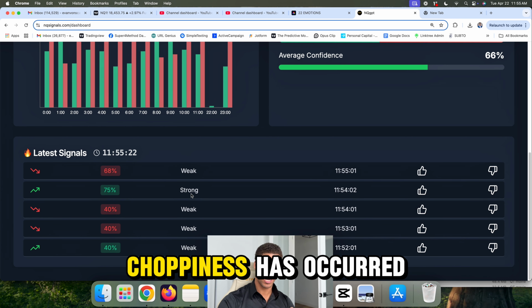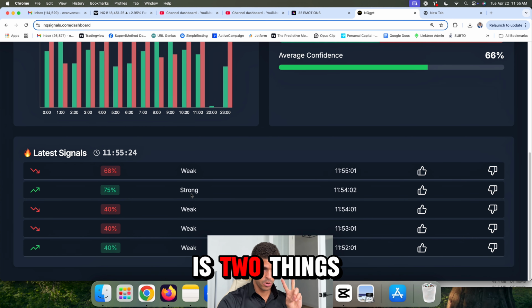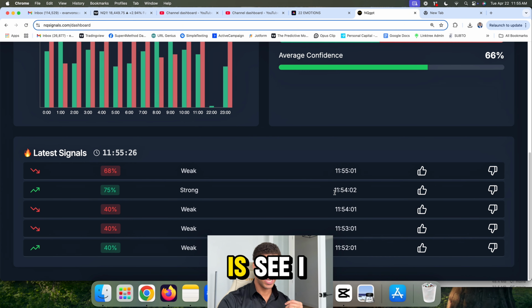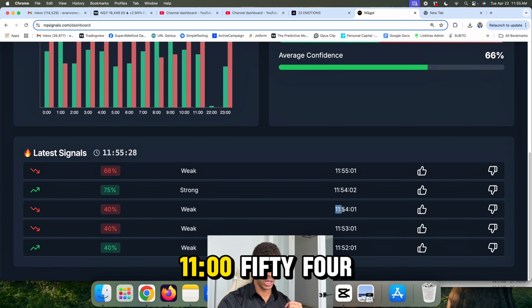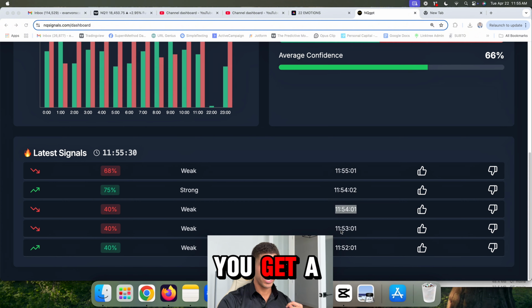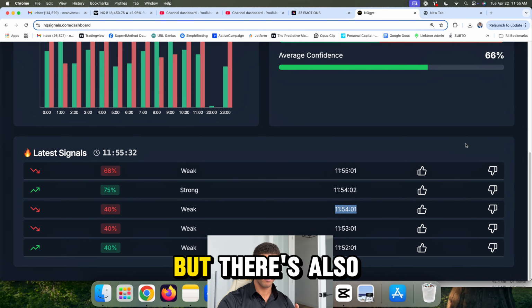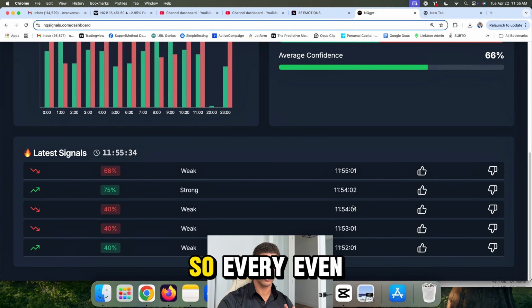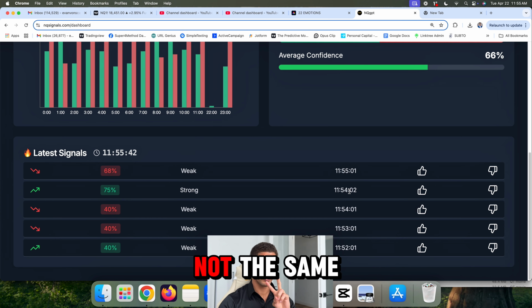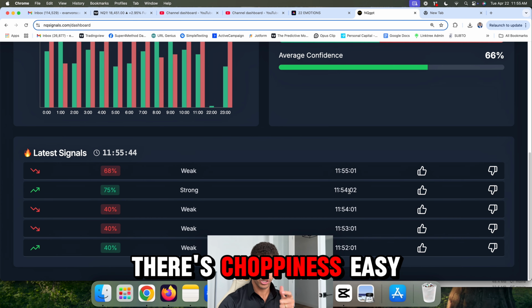The way that I know choppiness has occurred is 2 things. Number 1 is, I see this 1154 right here, 1154 right here. You get a signal every minute, but there's also a 2-minute chart patterned in. So every even number, you're gonna get 2 signals. You'll get one for the 1 minute and then one for the 2 minute. When those are not the same, choppiness. When those are not the same, there's confusion, there's choppiness.